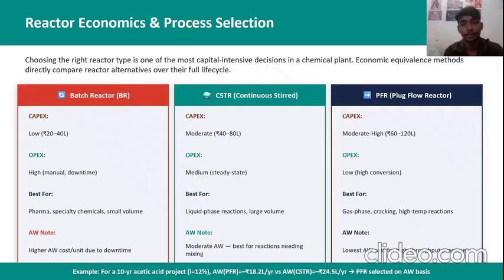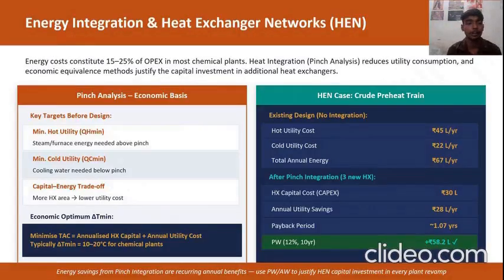So coming to the next slide, which is energy integration and heat exchanger networks. Energy accounts for 15 to 25% of the plant's operating cost. These slides explain how we justify spending money to save energy. We can do pinch analysis. We use it to find the minimum hot and cold utility targets before designing the networks. And there is a trade-off between CAPEX, which is capital expenditure, like buying more heat exchangers, and OPEX, like paying for steam and cooling.